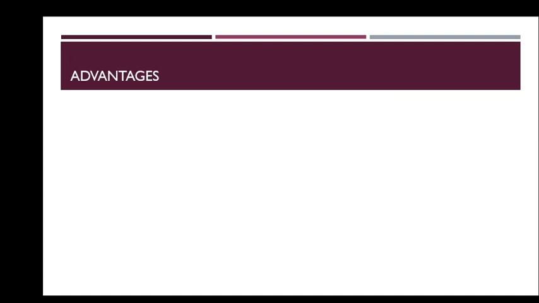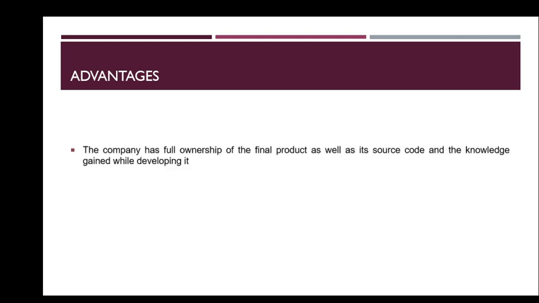Let us look at the advantages. Advantage number 1 says that the company will have full ownership of the final product. This is one of the advantages of developing the system within the organization itself. You have full ownership of it, as well as access to all the source code and the knowledge gained while developing it.